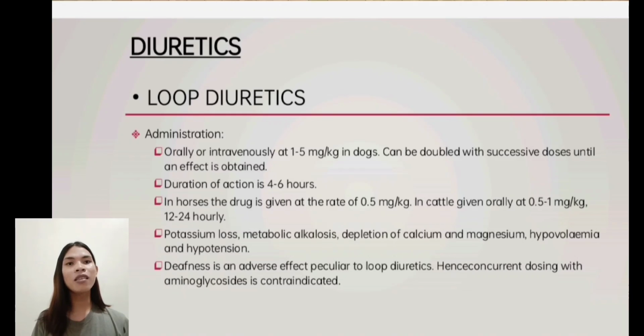Untoward effects include potassium loss, metabolic alkalosis, depletion of calcium and magnesium, hypovolemia, and hypotension. Local irritation of the gastrointestinal tract and competition with other drugs like digitalis are noticed. As with other potent diuretics, hyponatremia can occur, but deafness is an adverse effect peculiar to loop diuretics. Hence, concurrent dosing with aminoglycosides is contraindicated when administering loop diuretics.